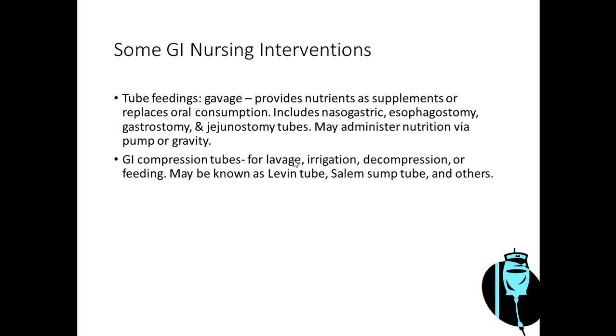Some nursing interventions related to the GI. Tube feedings. They are used to give nutrients or supplements when people can't take anything in orally. These are the NG tubes, esophagostomy, gastrostomy, and jejunostomy tubes. It just depends on where the end of the tube ends up; that is what the type of it is called.